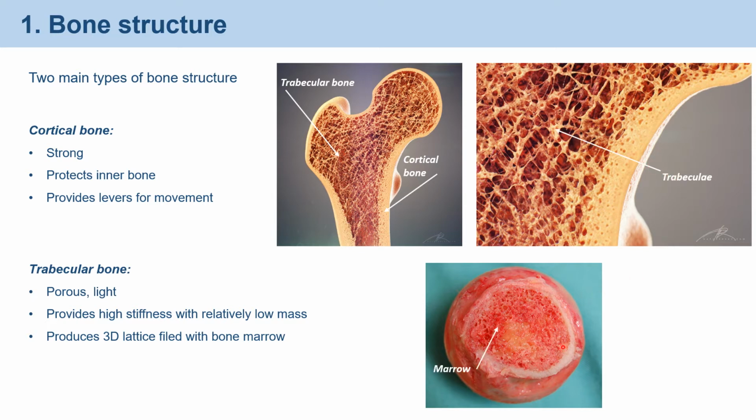And as you can see on the following image, the intertrabecular space is filled with bone marrow, and the liquidous nature of bone marrow is very important when we try to model mechanical behavior of trabecular bone. And in my presentation, I will focus only on mechanical behavior of trabecular bone.